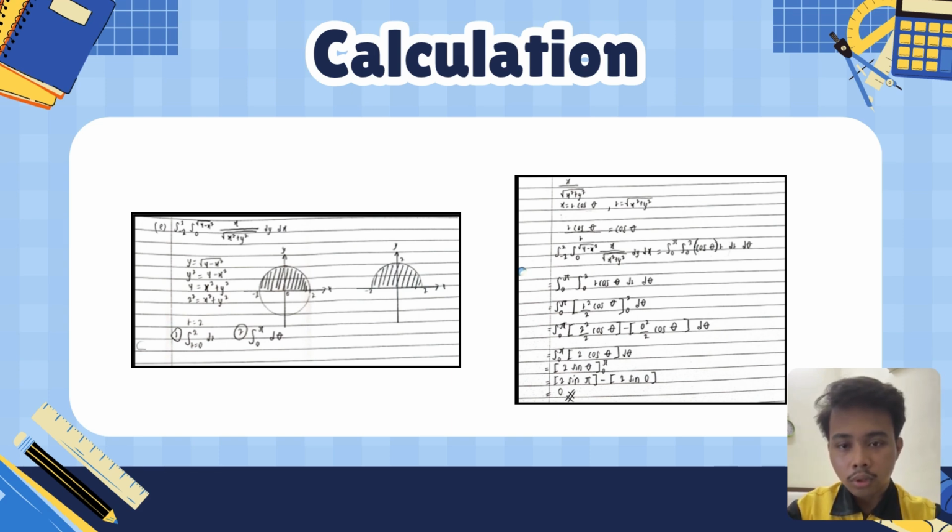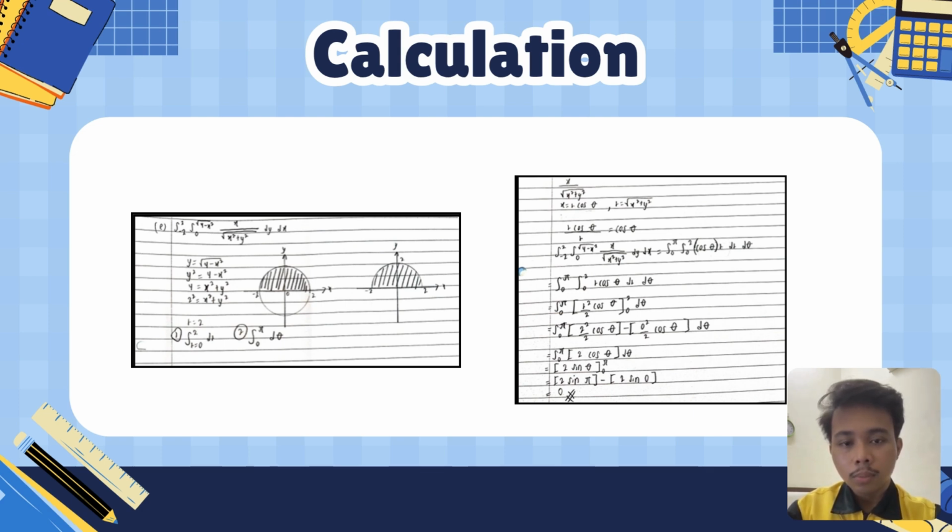For the calculation, first integrate with respect to r, which gives r squared over 2 times cos theta. Apply the limits from 0 to 2 and we get 2 cos theta. Second, integrate 2 cos theta with respect to theta, which gives 2 sin theta.